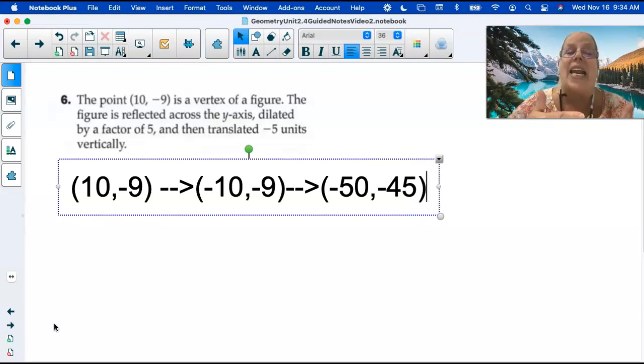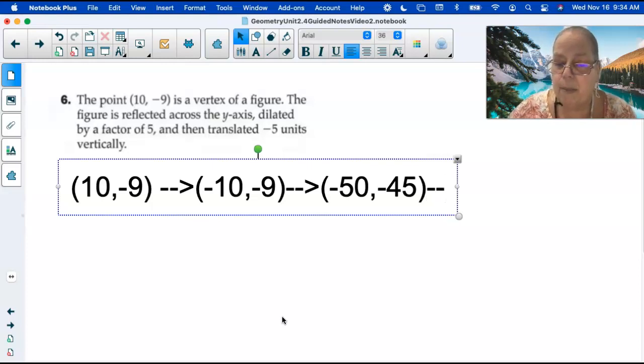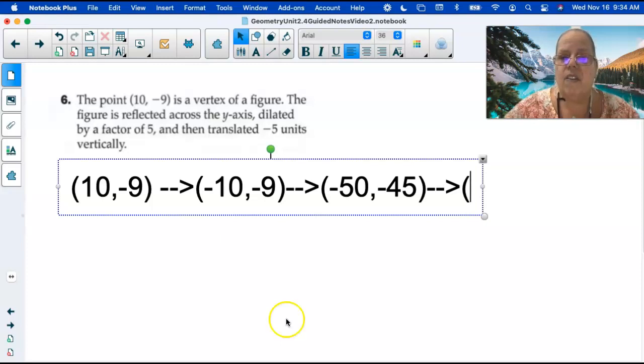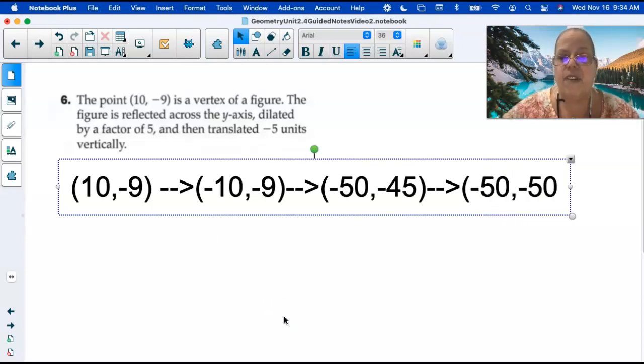Now it's going negative 5 units vertically, up and down. So it's going 5 units down. So we're going to basically subtract 5 from negative 45. That making sense? And negative 45 minus 5 is negative 50. So it's going to be at (-50, -50).